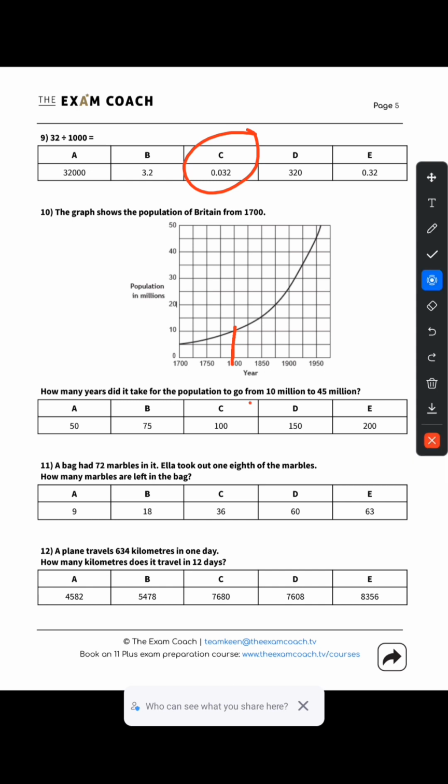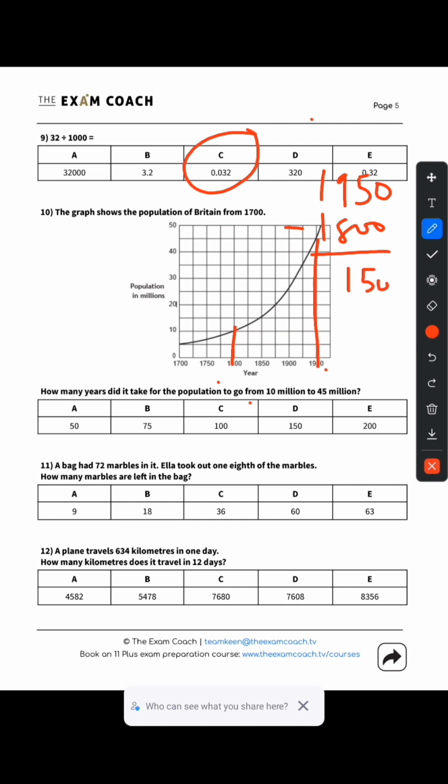It says from 10 million to 45 million, so we're going to look all the way to 45 million. This is 45 million here, so it reaches 45 million in the year 1950. So we're going to look at the difference in time between 1800 and 1950. We'll just subtract the years to know how many years that took, and that will give us 150 years, and the answer will be D.